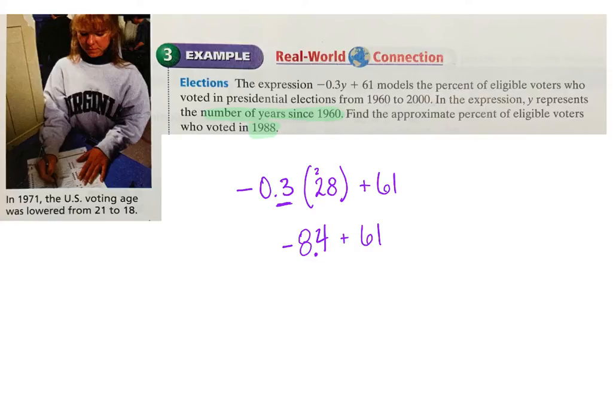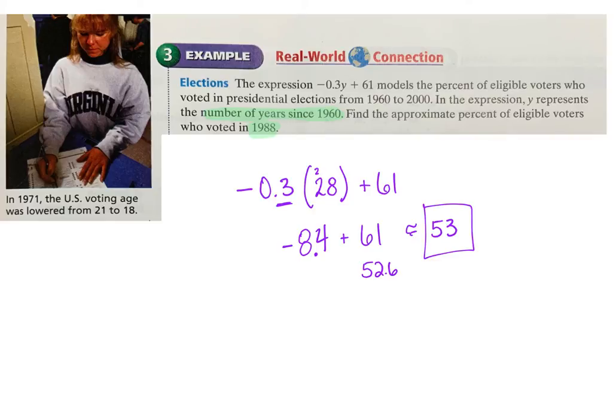-8.4 plus 61. All right. And they rounded it to 53. So they rounded it to a whole number here. All right, you get 52.6. So they just rounded it to 53. All right.